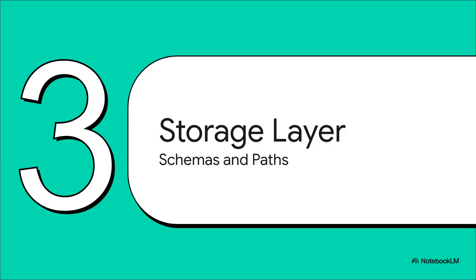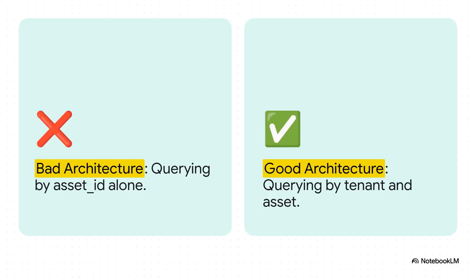All right, Section 3, designing the storage layer. Now, an immediate red flag in an interview is querying a database by an asset ID alone. If your domain service just blindly says, hey, get me asset 789, you are practically begging for cross-tenant data leaks. Your relational databases must always, unconditionally include a where tenant_ID clause.